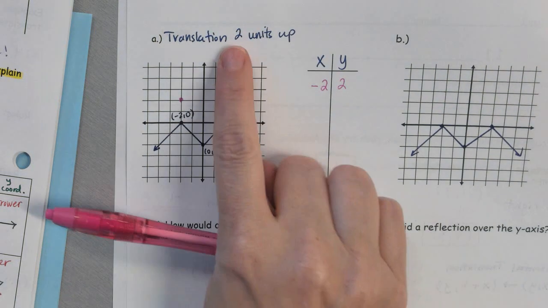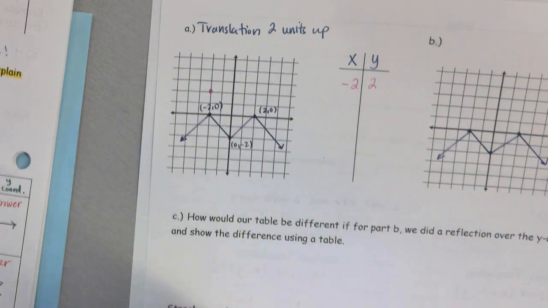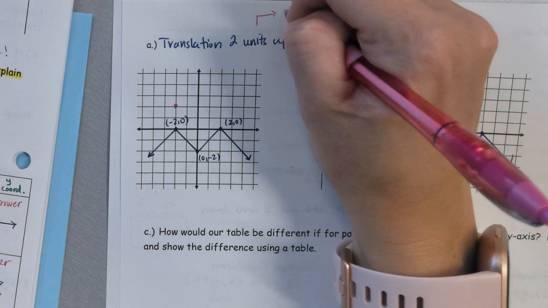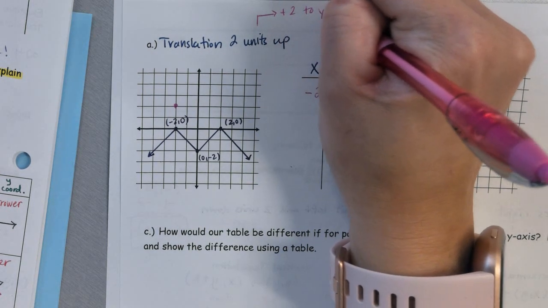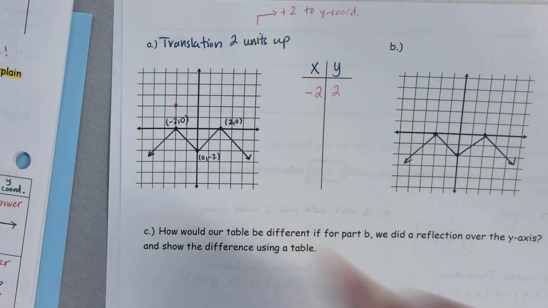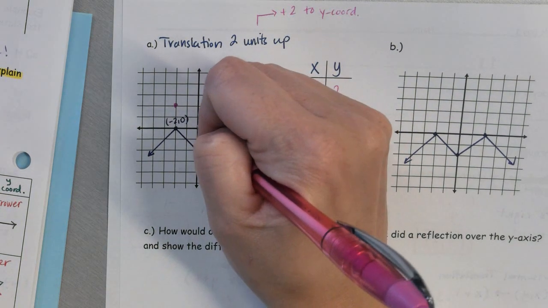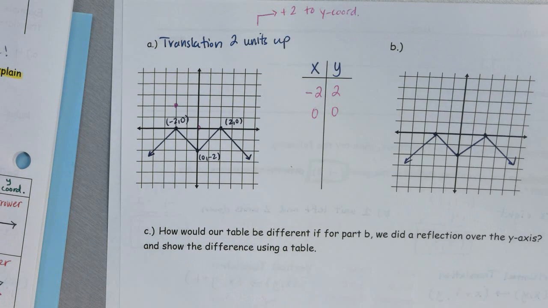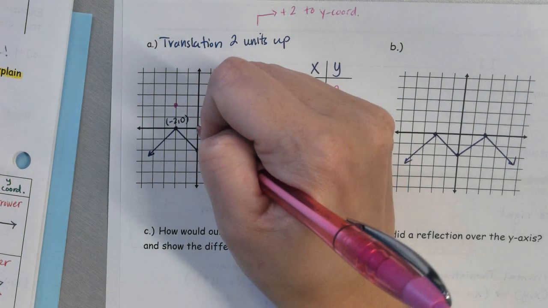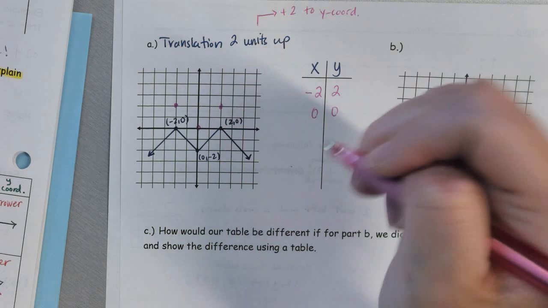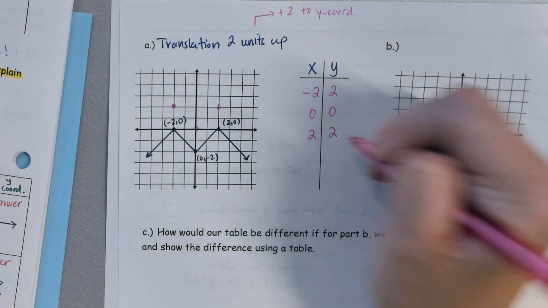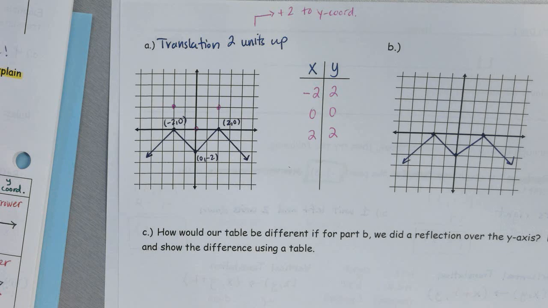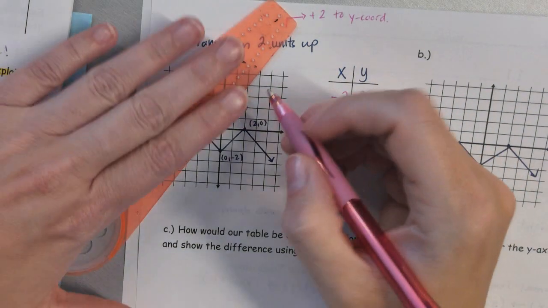You could also, because the 2 units up is the y-coordinates, all you have to do is add 2 to the y-coordinate. Right, so if this is 0, -2, and I add 2, I'm right here at 0, 0. And then if I add 2 here, I'm at 2, 2. Okay, so now I'm going to connect them.